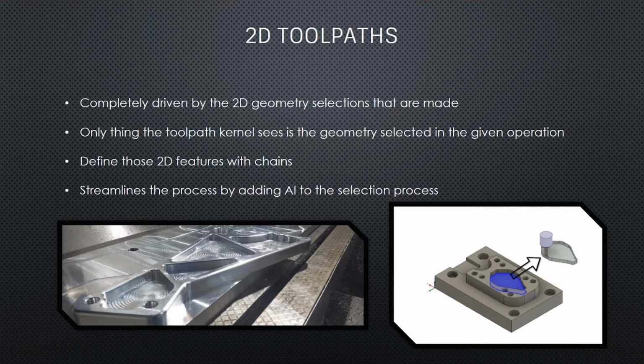So if you take a look here at the pocket, we see that we have that pocket selected. In return, then Fusion 360 is just going to focus on that pocket and create toolpaths for that pocket specifically. Right? Pretty straightforward, not that much to it, right?